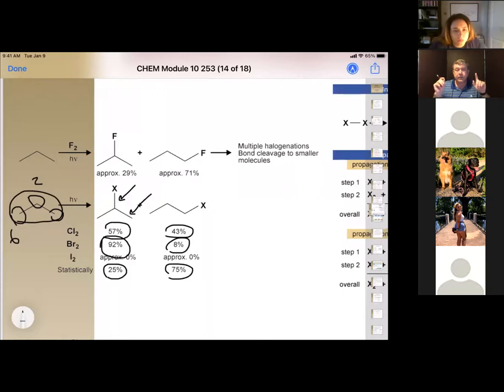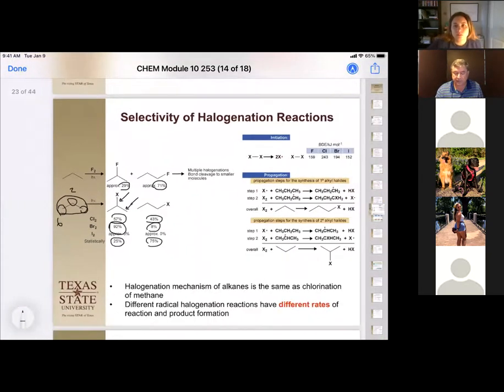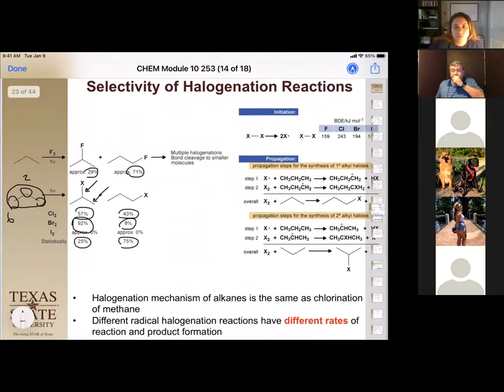But let's look at fluorine. Fluorine reacts in the statistical ratio, or pretty close, 29 to 70. So it is most like the statistical side, meaning it's least selective. It's going to react with whatever radical is there first, so it's going to match the statistical distribution. All right, but there's going to be a reason for this. It's all about the rate of the reaction as to whether it's selective or not.